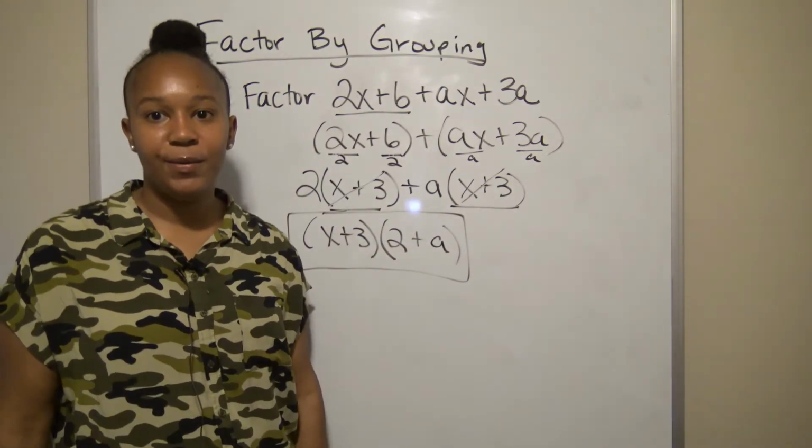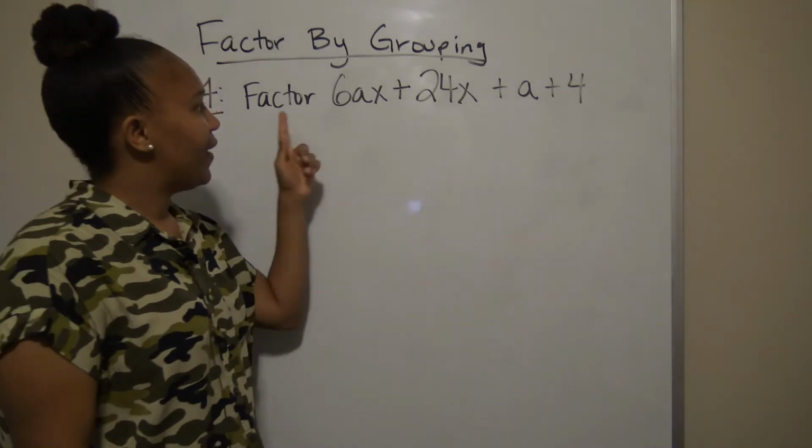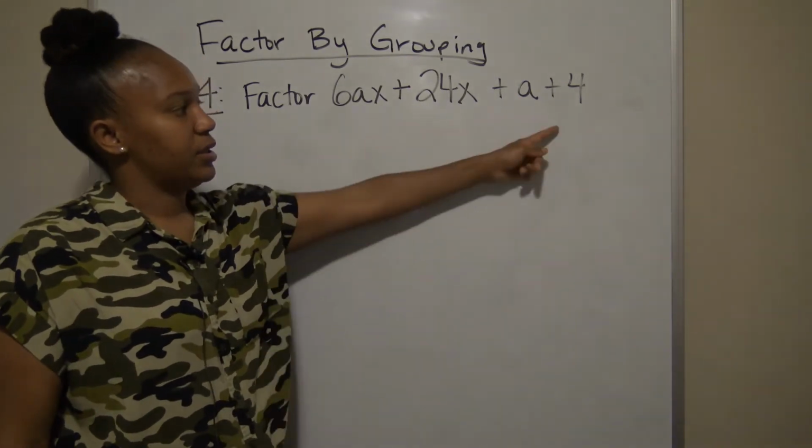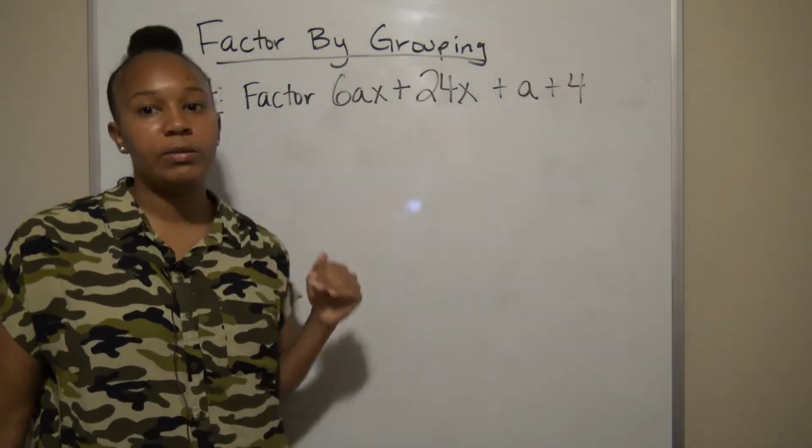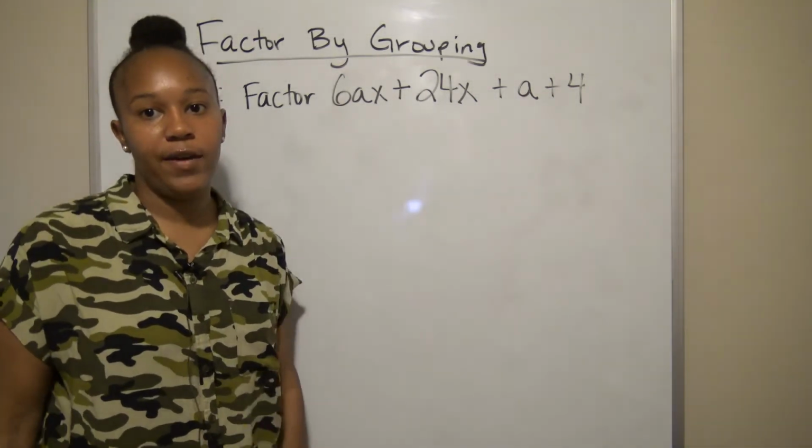Let's look at another example. All right, example 3, we want to factor 6ax plus 24x plus a plus 4. So how many terms are there? There are 1, 2, 3, 4 terms. So whenever there's 4 terms, you want to try factor by grouping.